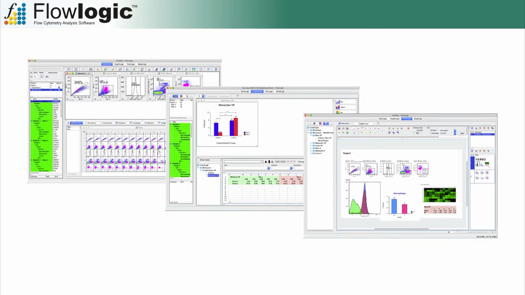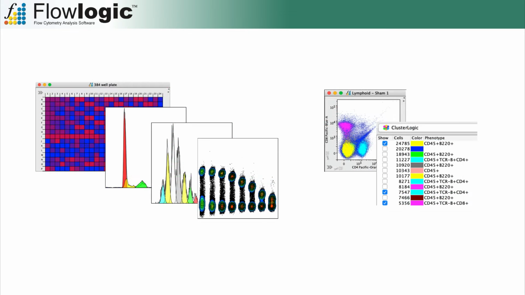So whether you need to do complex immunophenotyping or high throughput screening, or either cell cycle analysis or proliferation analysis, or even a multiplex bead analysis, the tools exist within FlowLogic. There are also auto-titration analysis and auto-compensation tools, along with an inbuilt end-to-end cluster analysis package.